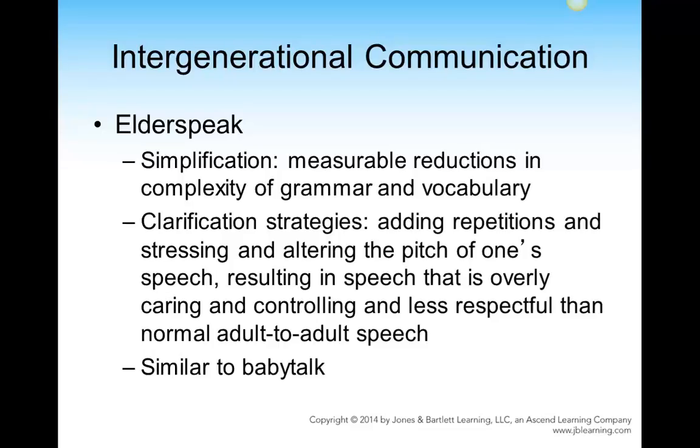You have to watch your pitch. It may have to soften up, but you don't want it totally like baby talk. Don't be saying honey and sweetie. That's just not appropriate.